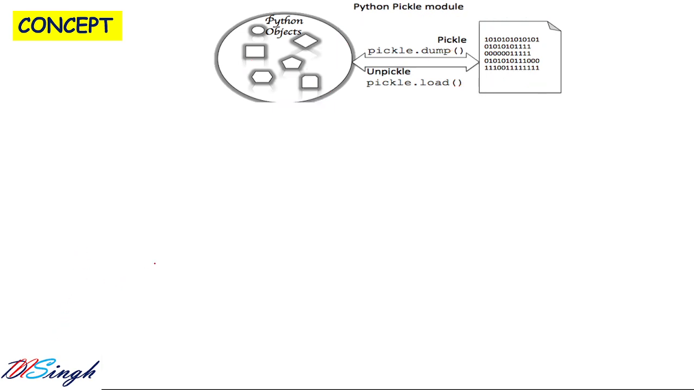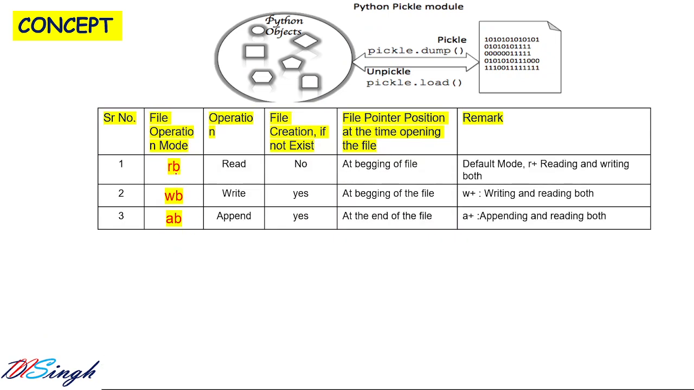Let us move to the modes. There is only one change inside the modes: you need to add b into it. So rb for read, wb for write, and ab for append. What does this b denote? B denotes that we are working with the binary file, and all other things are the same. Plus will add the reading capability to that mode. So if you add plus to the w mode, reading and writing both can be done. And if you add a plus to a, then appending and reading can be done.